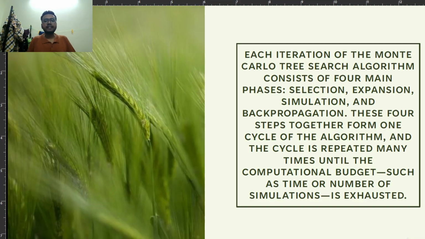Each iteration of the Monte Carlo tree search algorithm mainly consists of four phases. The first is selection, the second is expansion, the third is simulation, and the fourth is backpropagation. These phases form a loop, a cycle of the algorithm, and the cycle is repeated until the computational budget, such as time or the number of simulations, gets exhausted.